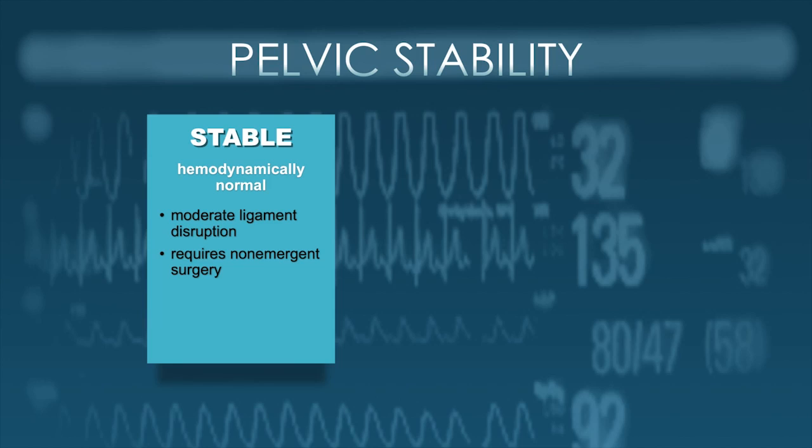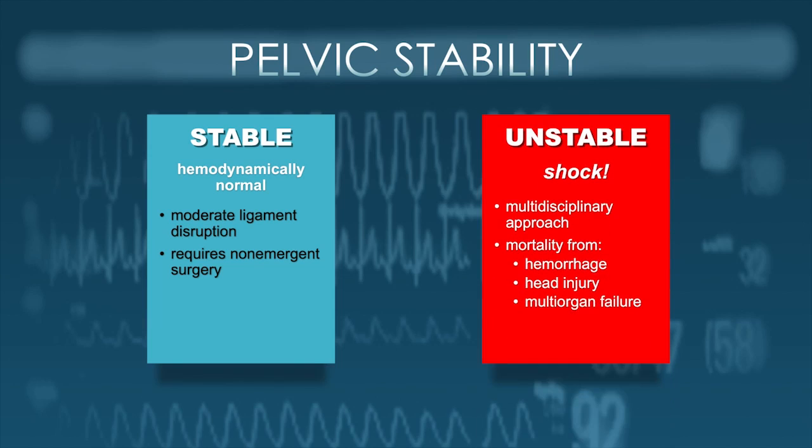We have stable injuries where the patient presents with moderate ligament disruption, requires non-emergent surgery, and that's in contrast to the unstable situation where the patient can present in shock, which really requires a huge multidisciplinary approach where we have to try to keep these patients from bleeding out, looking at their head injuries, risks of multi-organ failure. Thankfully, the stable presentations are the vast majority, about 90% of these patients when they do come in.